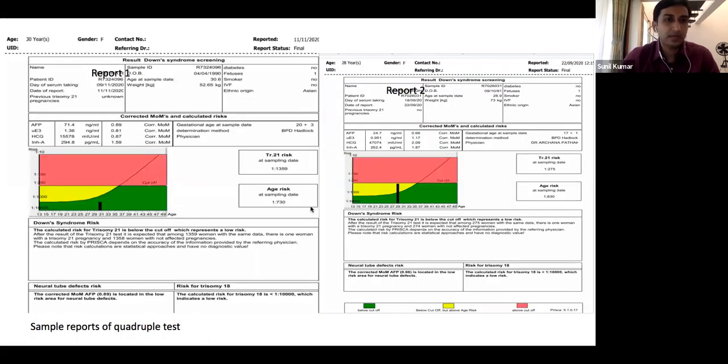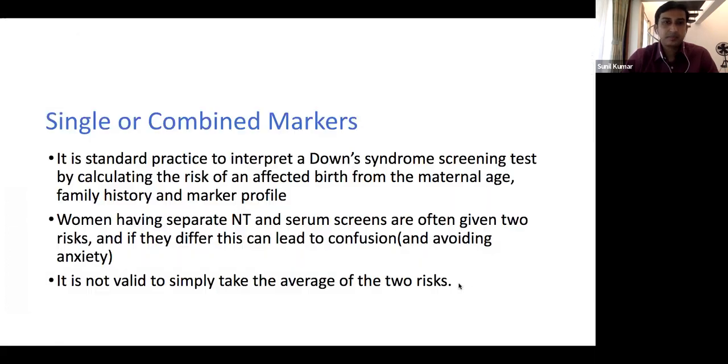Another report, quadruple marker, 4 parameters here, then corrected multiples of median here. Okay, this is low risk. It's in the green zone. T21 risk, 1 in 1359. Second report, intermediate risk, 1 in 275. So single or combined markers.